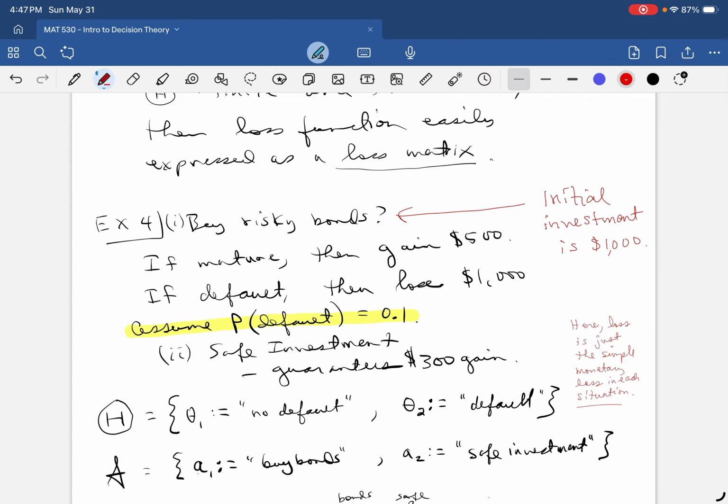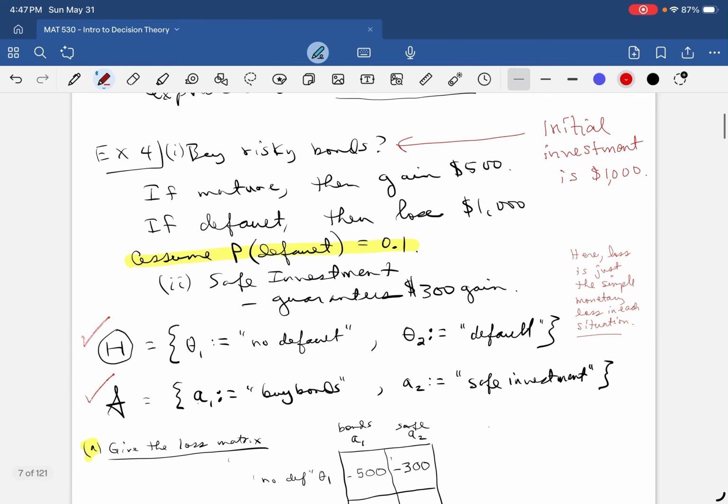All right, so then let's consider our parameter space, which is here. So let's say theta 1 would be the occurrence that the risky bonds do not default. And then theta 2 is that they do default. And then we've got to make a decision. And the decision is, do we buy these risky bonds or go with a safe investment? And so you can see there, little a1 is where we buy the bonds. Little a2 is safe investment. So we have two possibilities for theta and two possibilities for a. So let's see what's the setup.